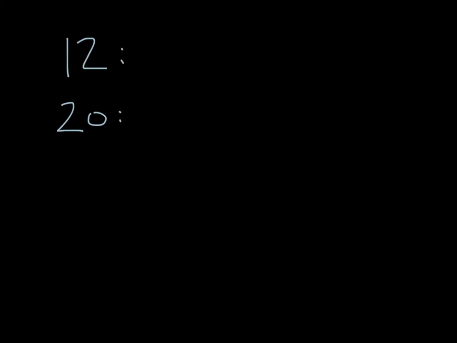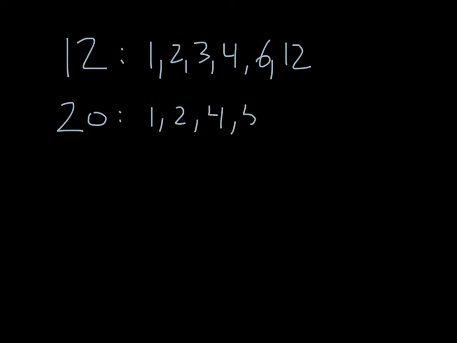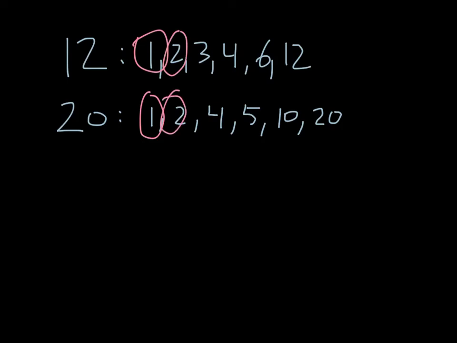Okay, the factors of 12 are 1, 2, 3, 4, 6, and 12. The factors of 20 are 1, 2, 4, 5, 10, and 20. Alright, let's see what they have in common. 1, 2, 4, and that looks like it's it. So the greatest common factor of 12 and 20 is 4, which was the same as the greatest common factor for 8 and 12.